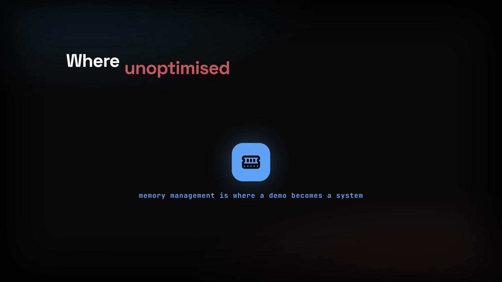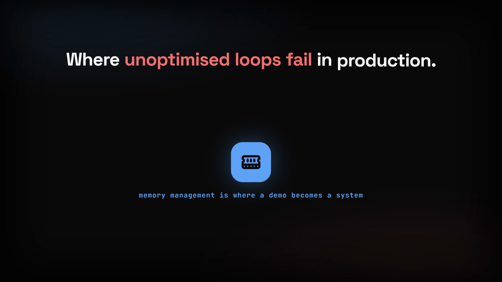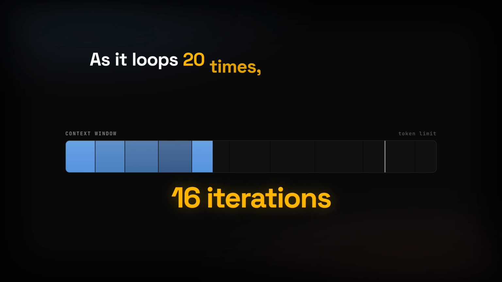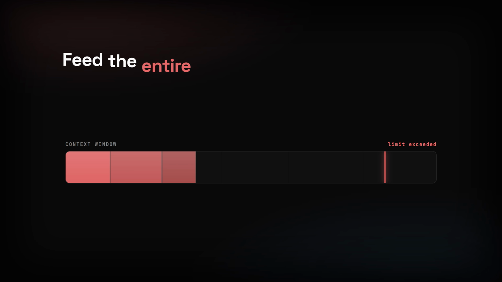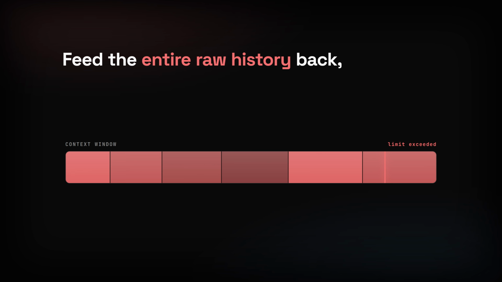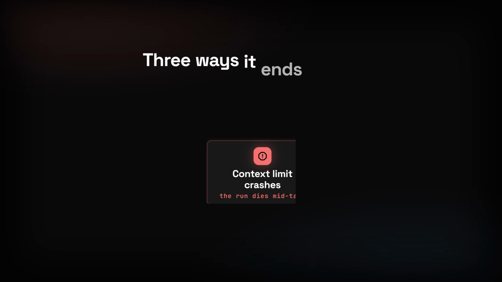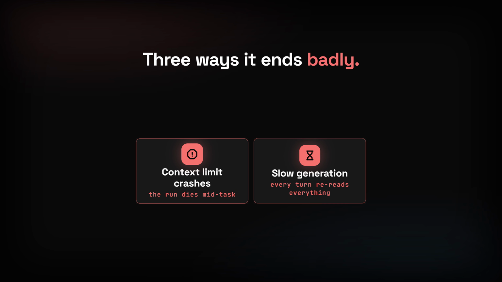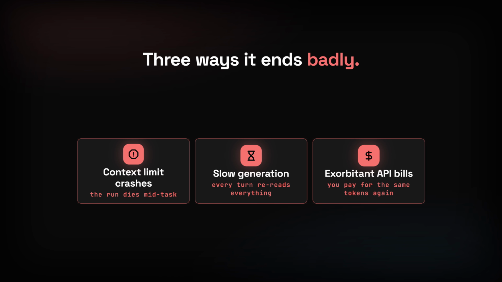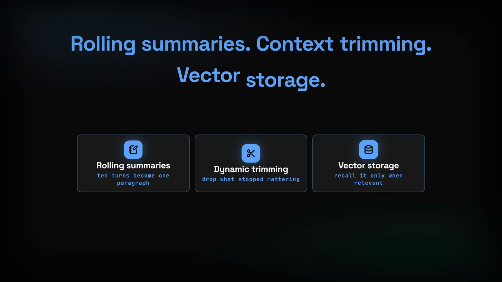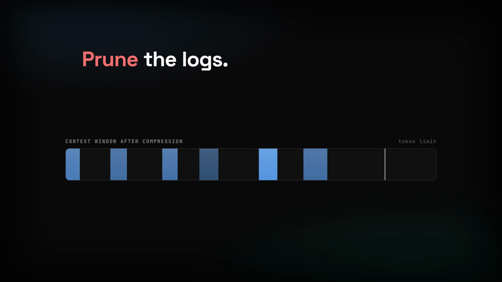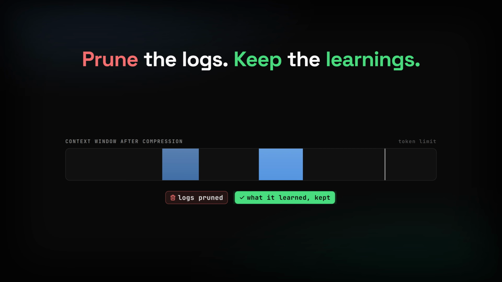Pillar number 3, context compression and memory management. This is often where unoptimized loops fail in production. As an AI loops 20 times, the conversation history grows massively. If you feed the entire raw history back into the model on every iteration, you run into context limit crashes, slow generation speeds, and exorbitant API bills. Advanced loop engineering uses strategy techniques like rolling summaries, dynamic context trimming, and vector storage to prune unnecessary logs while retaining key learnings from previous attempts.